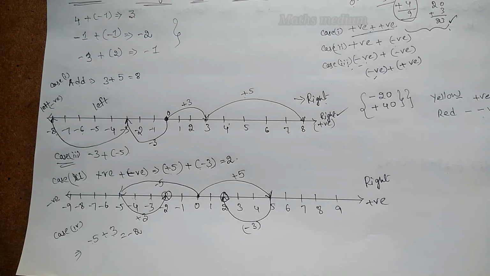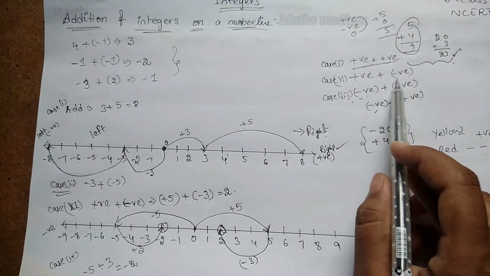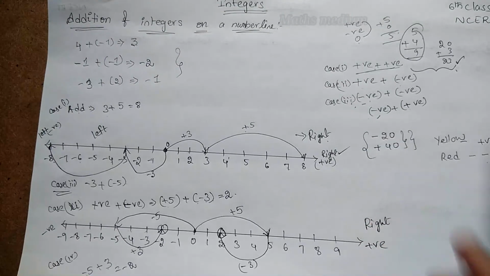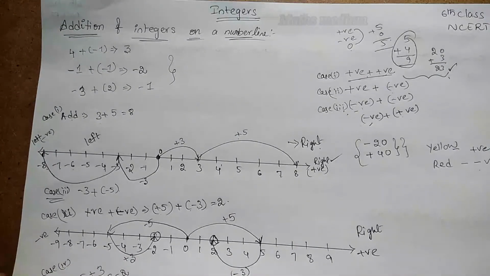This is the addition on a number line with these 4 cases. Those are positive with positive, positive with negative, negative with negative and negative with positive numbers of integers on a number line. I hope you understand about this session.